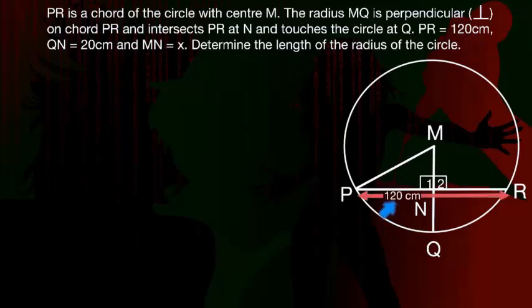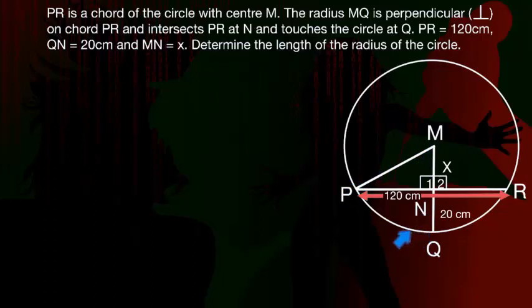And then QN is equal to 20 centimeters, and MN is equal to X. Determine the length of the radius of the circle. Now we want to determine the length of this radius, but hang on, there's another one, it's called MP. So this MP and MQ are both radii because they start at the center and they go all the way to the circumference of the circle.